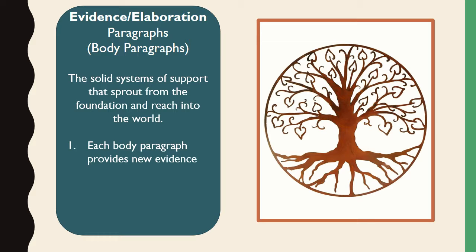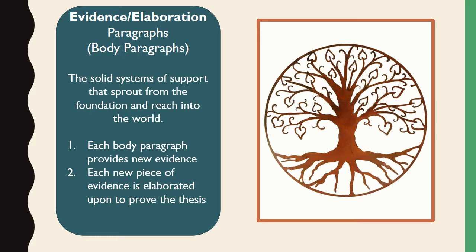So each body paragraph should provide new evidence. We don't want to repeat evidence. We always want to be bringing in new evidence. And since you have multiple paragraphs to work with, you shouldn't provide too much evidence in any paragraph either. And then each new piece of evidence needs to be elaborated upon in order to prove the thesis statement. So you need to be able to say specifically, this piece of evidence helps prove this specific part of the thesis, and you've got a whole paragraph to do that now.